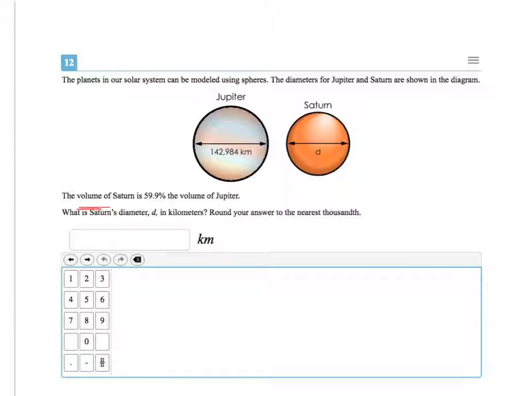So the first thing we need to know is what is the volume of a sphere? And the good news is all these formulas are given on your formula sheet during the test. So the volume of a sphere is going to be 4/3 pi r cubed. So the first thing I would do is figure out the volume of Jupiter, because I know what its diameter is.